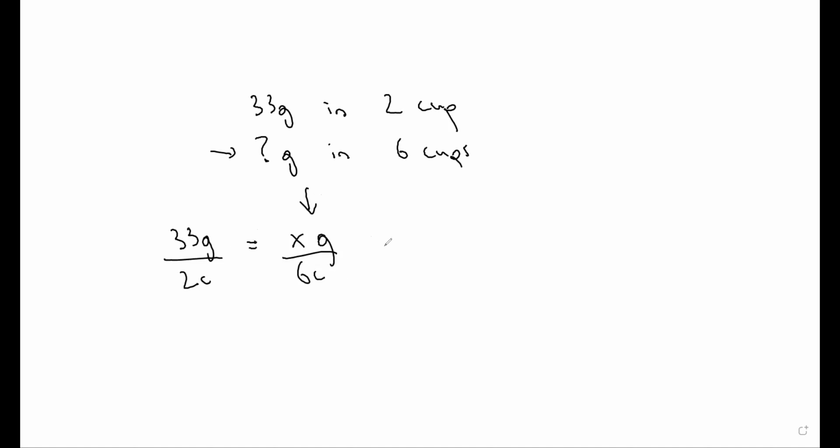Set them equal, and now let's get rid of these units. Whenever I refer to units, I'm just talking about things like grams or cups or milliliters. So 33 over 2 equals X over 6. And good, X is on top, so that's the easiest case. We just take the 6, move it over, change it to multiplication, and then we have the answer: 33 times 6 over 2. I guess it should just be 99, right? Yeah, 99 sounds right.